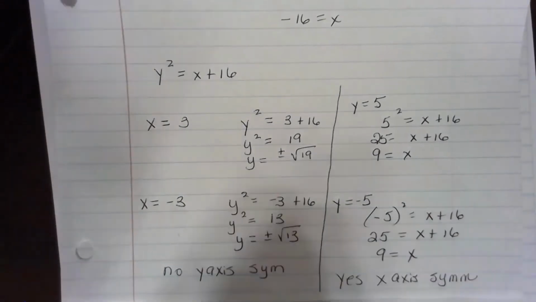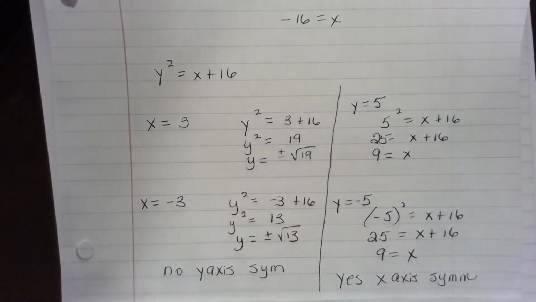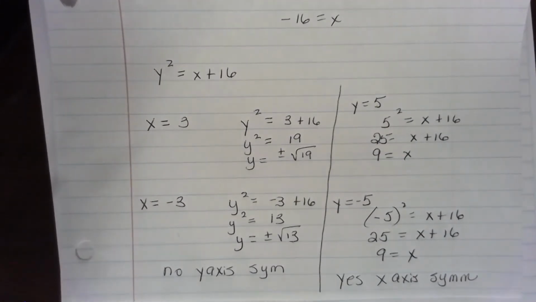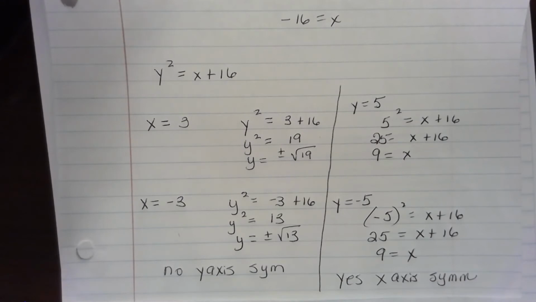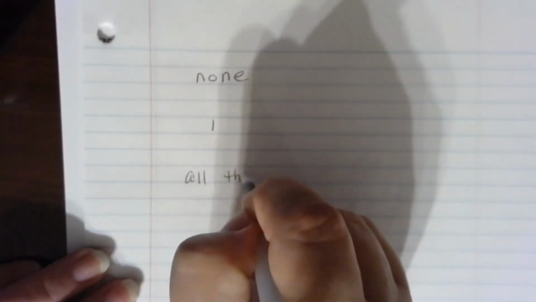Alright, another thing they don't tell you in the book is no graph can have only 2 of the 3 symmetries. It either has none, 1, or all 3. Okay? Let's look at that. None of the 3, only 1, or all 3.